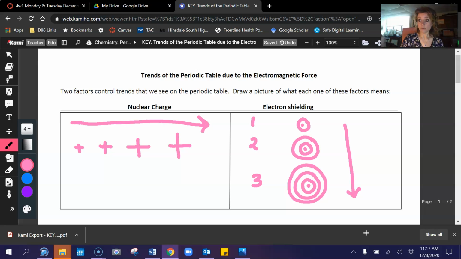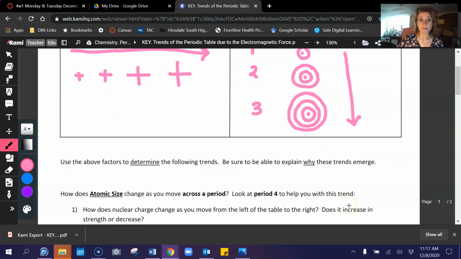And then, of course, as you go down a family, you're increasing in period number each box that you move to. And so each element is going to have 1 more energy level than the one above it. The more energy levels that are found around the nucleus, the more shielding the atom is said to have. So those are my 2 representations for nuclear charge and electron shielding.